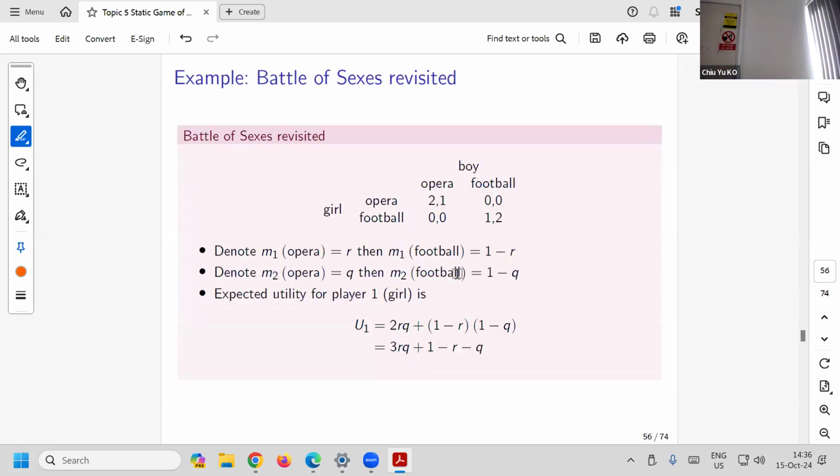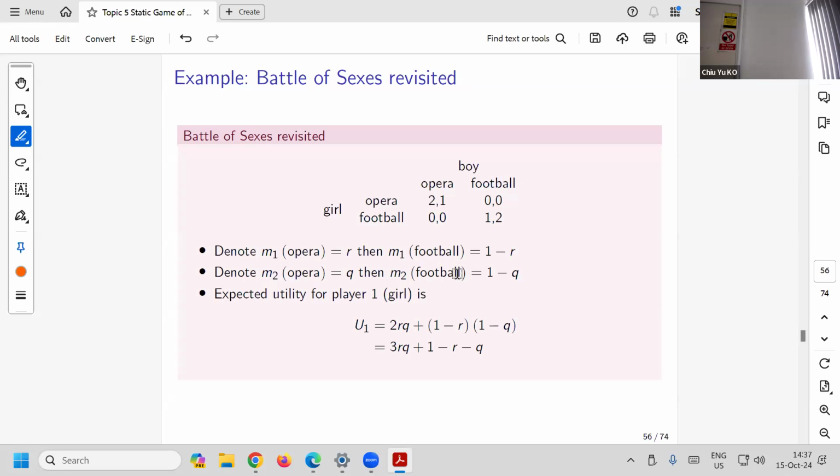Okay. Opera, football. And we know already from our previous analysis that opera-opera and football-football are the pure strategy Nash equilibria. So we want to see whether there's a mixed strategy equilibrium, right? And then we again set R, 1 minus R, Q, 1 minus Q. Okay. You can do the same and solve this out, right?